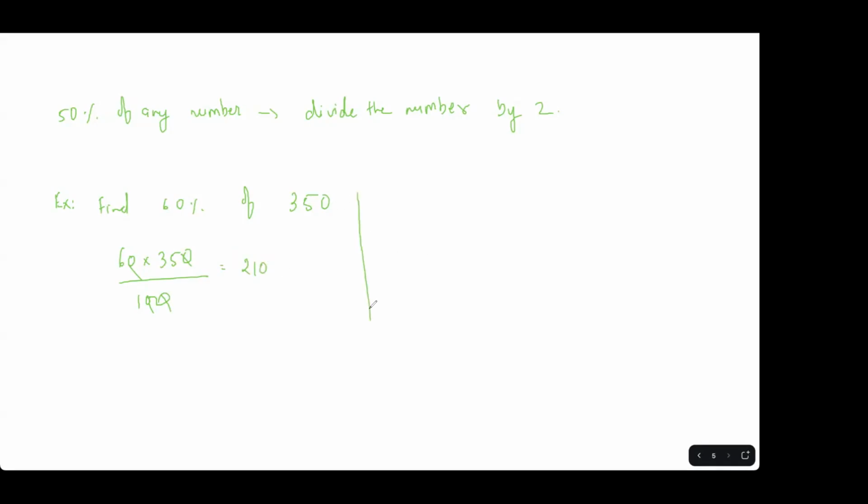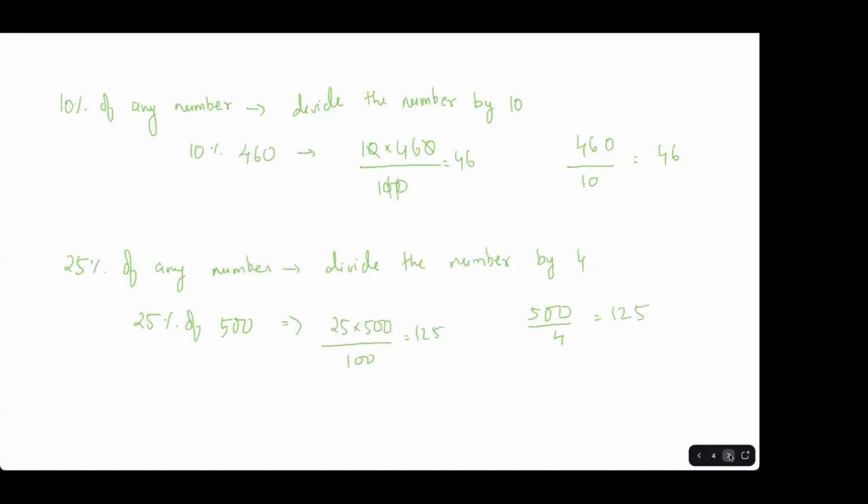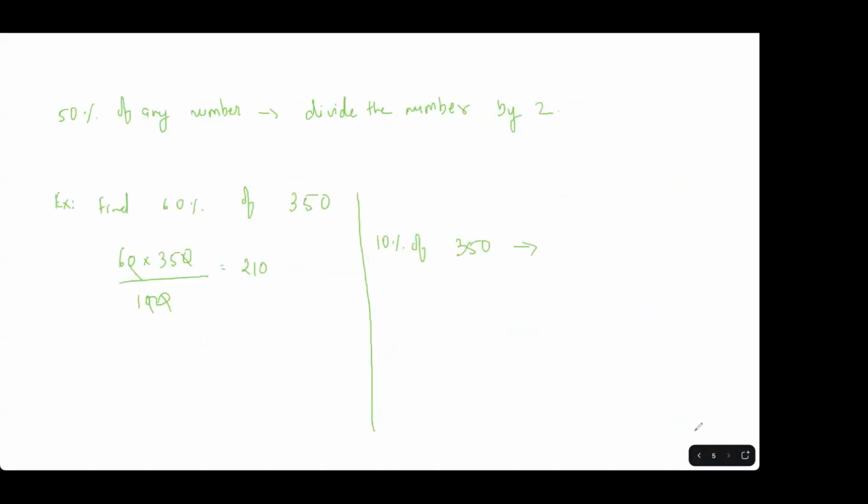The other way is which you can do mentally. Instead of doing all this, what is 10% of any number? We have written it here: you divide the number by 10. You can divide 350 by 10 in your mind. So you'll get the answer as 35.